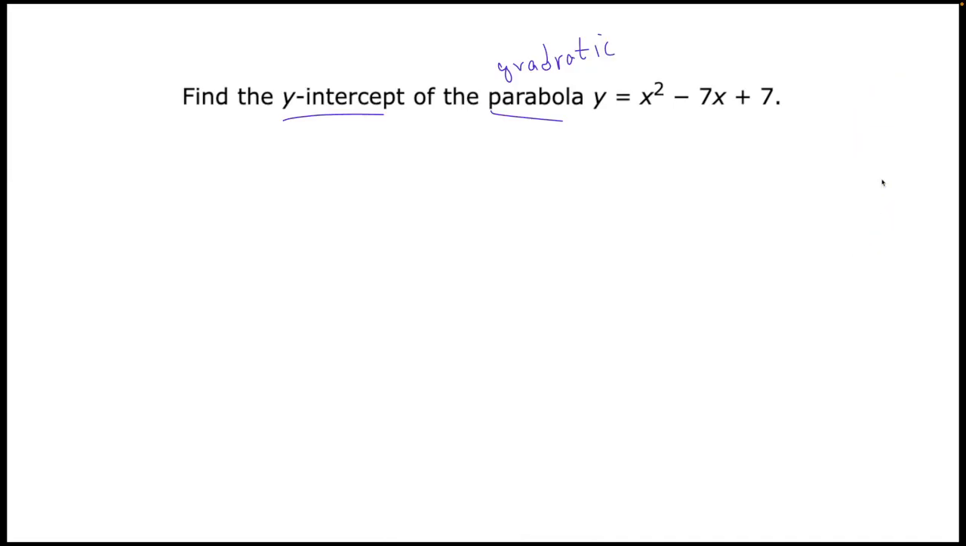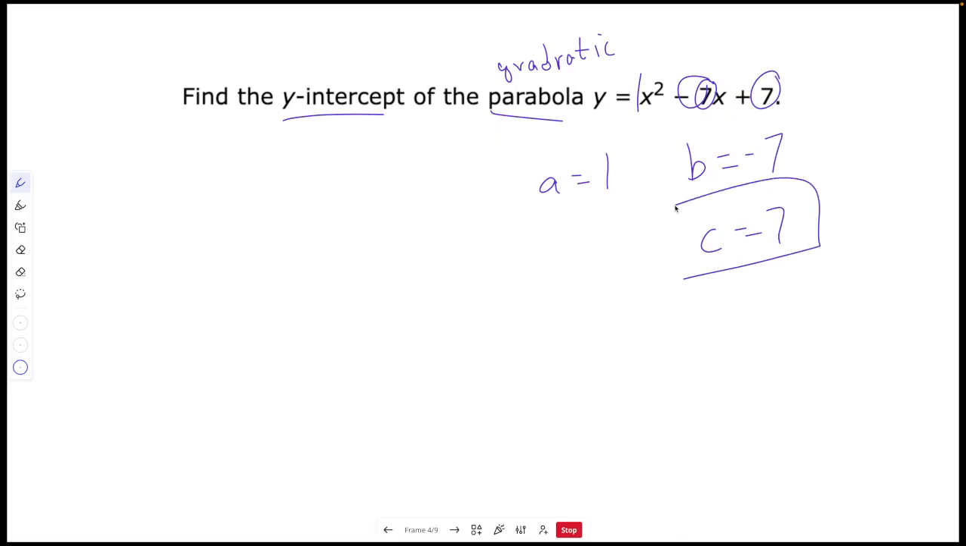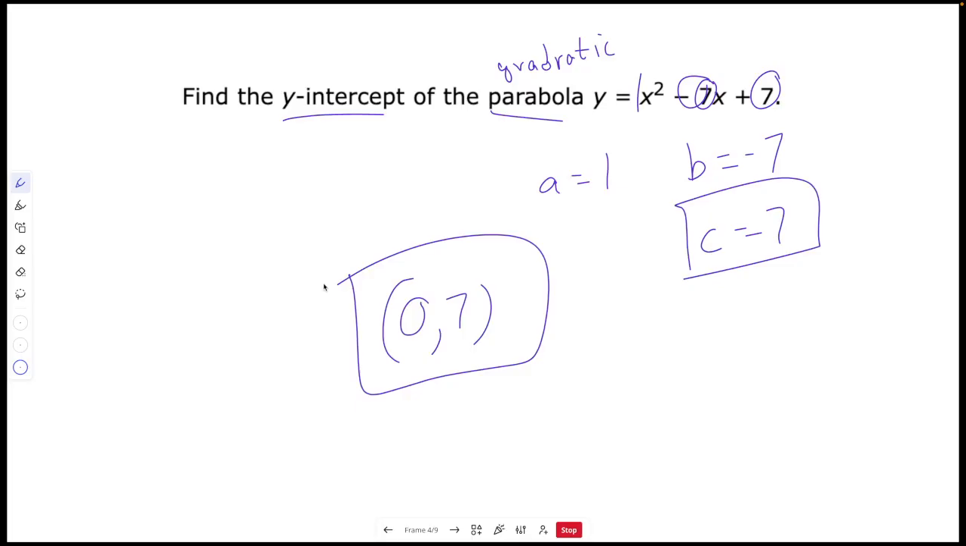All right, to find the y-intercept, what you do is you say, okay, A equals 1, that's the number in front of the x squared. B equals -7, that's the number in front of the x. And C equals 7. All right, and the y-intercept is always this C value. So the y-intercept is located at 0, 7.